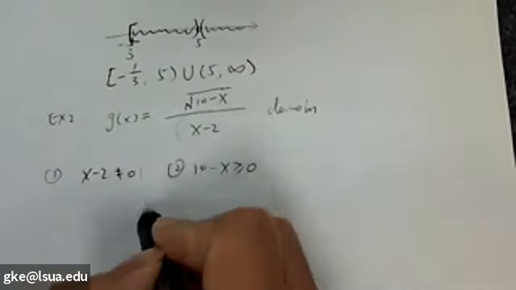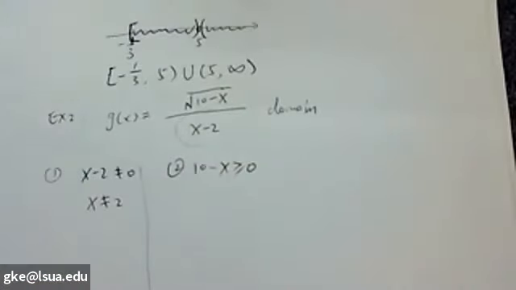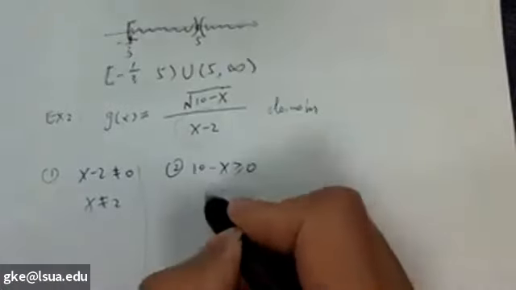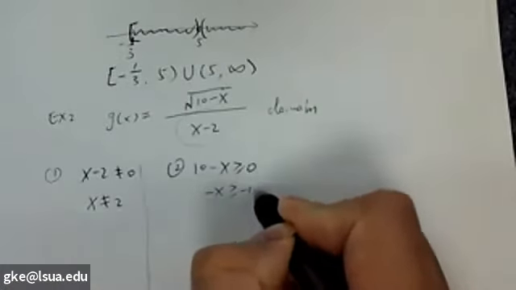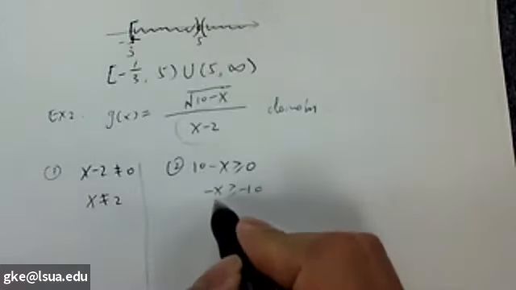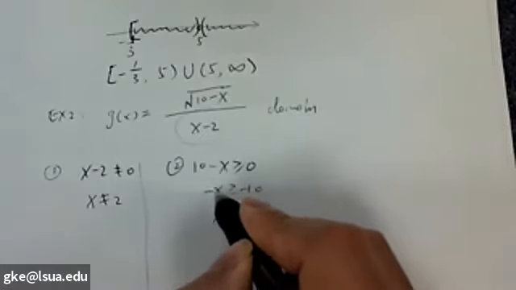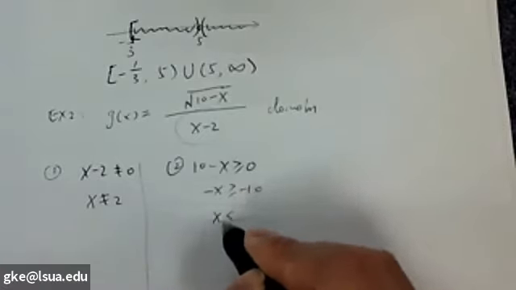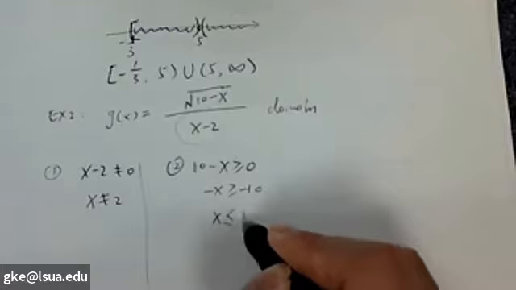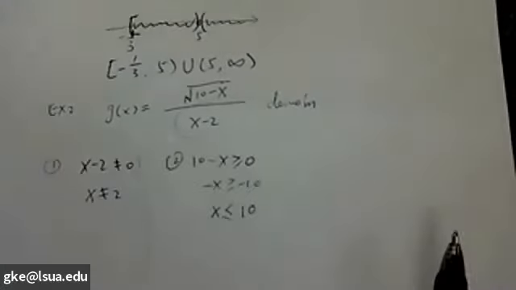So for the first inequality, we're going to get x doesn't equal 2. For the second one, subtract 10 from both sides and divide by -1 on both sides. We're going to change the sign, right? Divided by -1, we get x less than or equal to 10. Change the sign when you divide by a negative number.